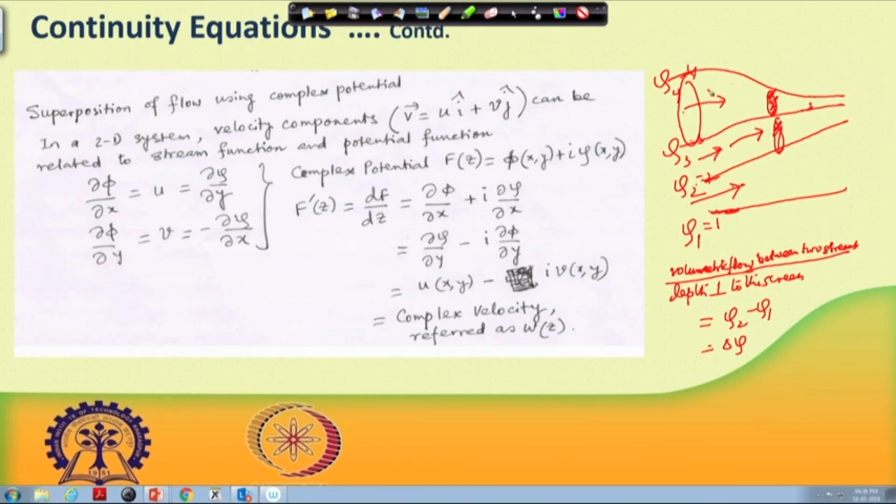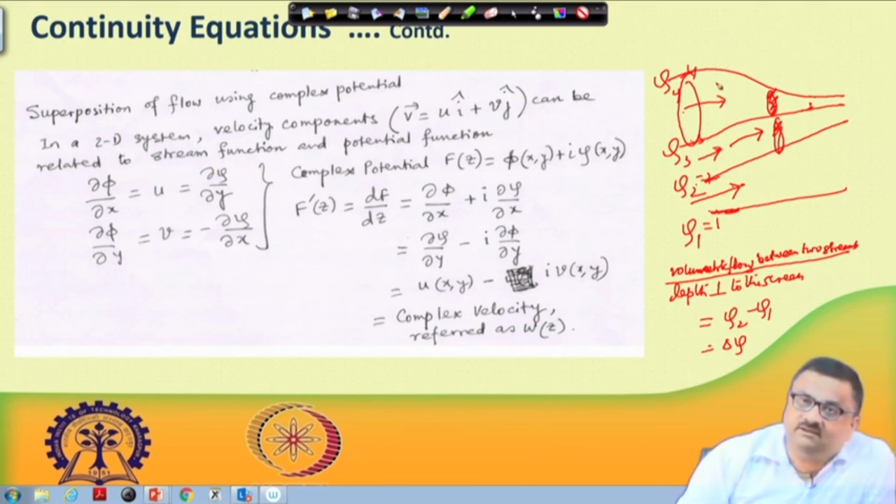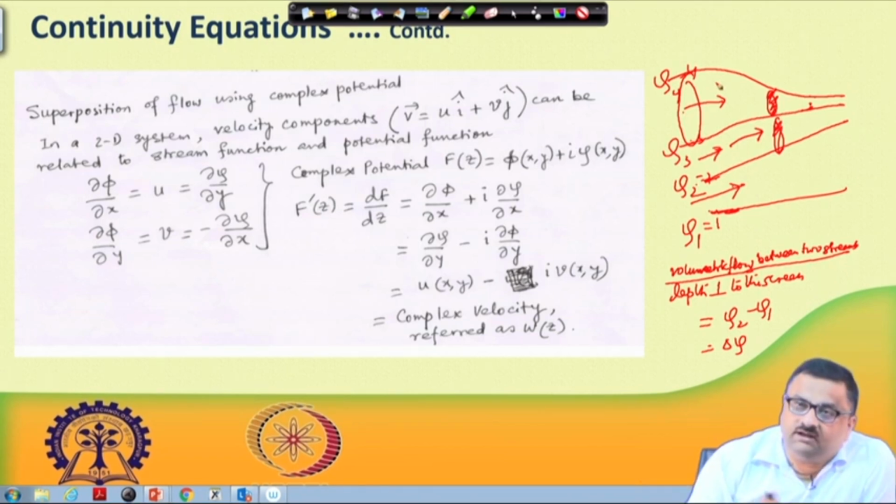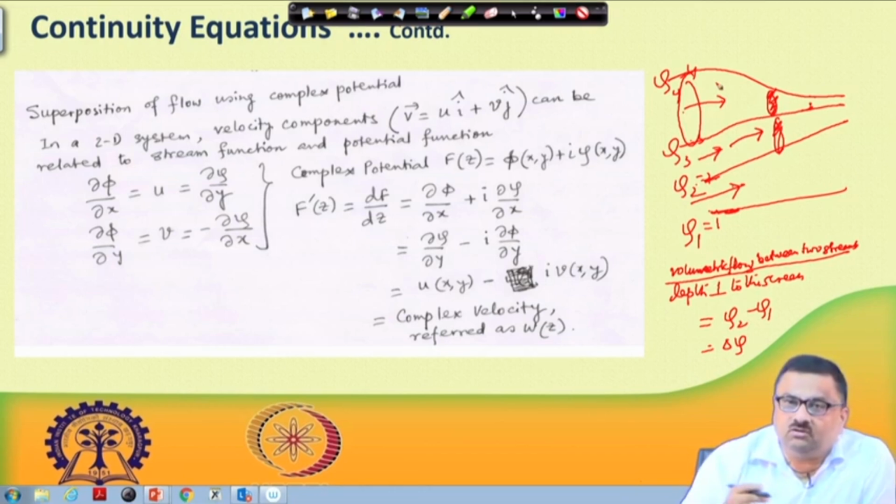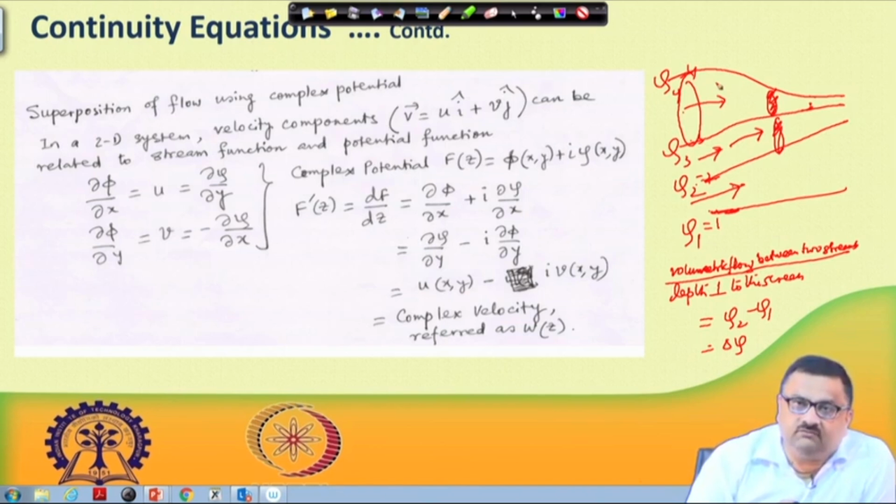So, when I see two streamlines coming close to each other, that means the velocity there is increasing. Whereas, when I see the streamlines diverging from each other, that means the velocity is decreasing. So, by looking at the streamlines, one can get an intuitive understanding of what kind of flow is taking place there, and where the velocity is increasing and where the velocity is decreasing. So, this is one advantage of this visual.